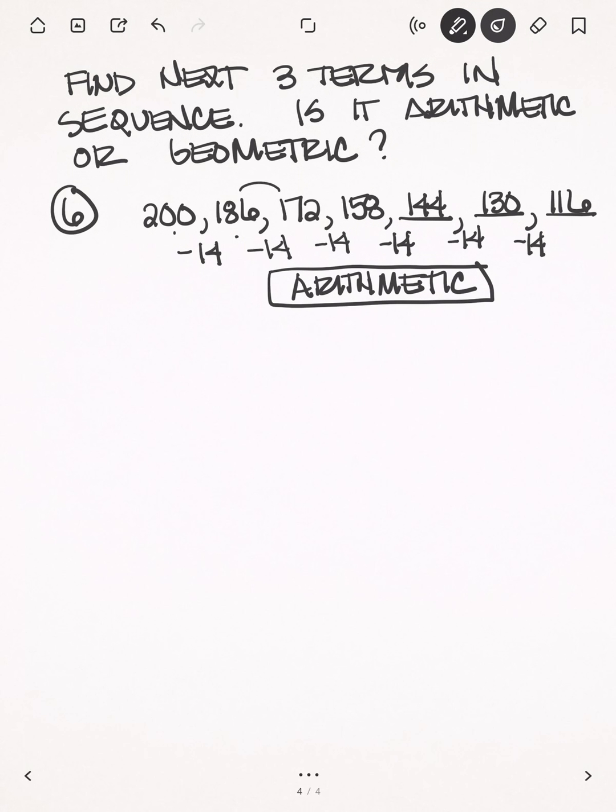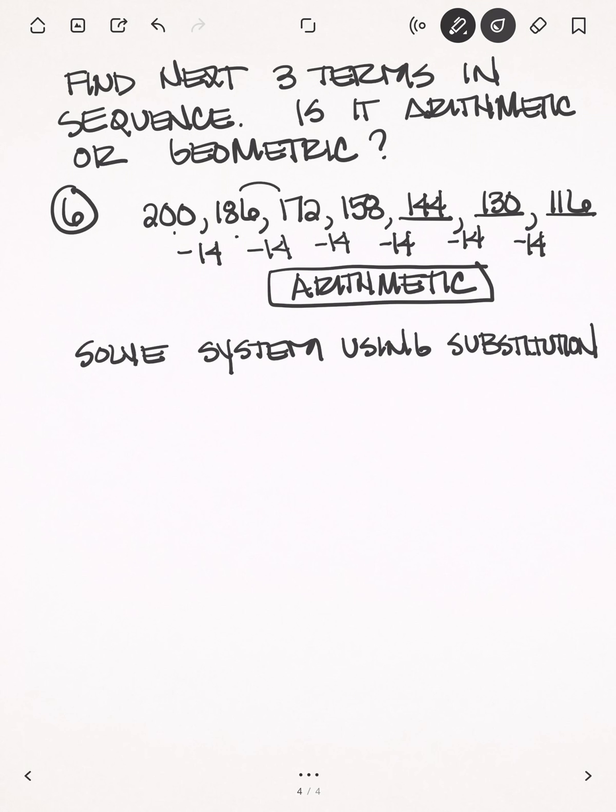Okay, now we're going to have another system problem. Let's solve this system using substitution method. Okay, number 7. If you have x equals negative 8y minus 5, and you have 4x minus 3y is equal to 50.